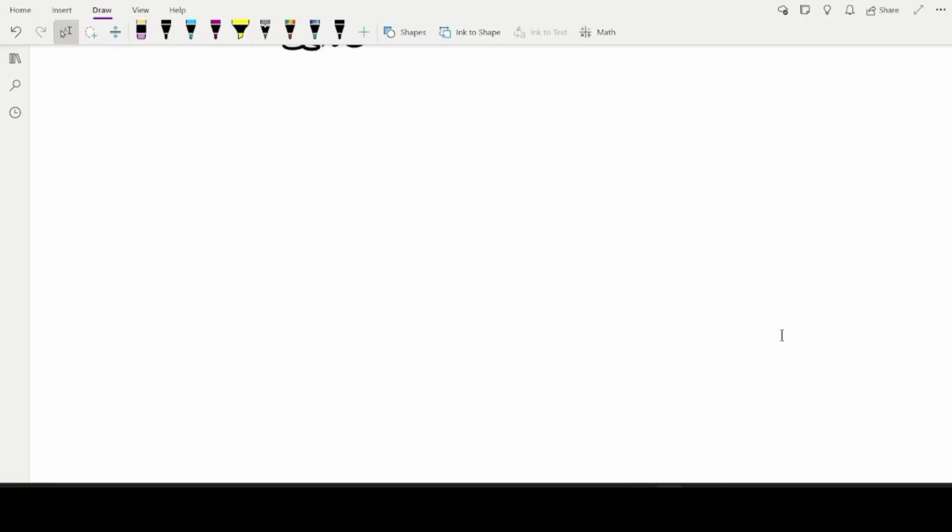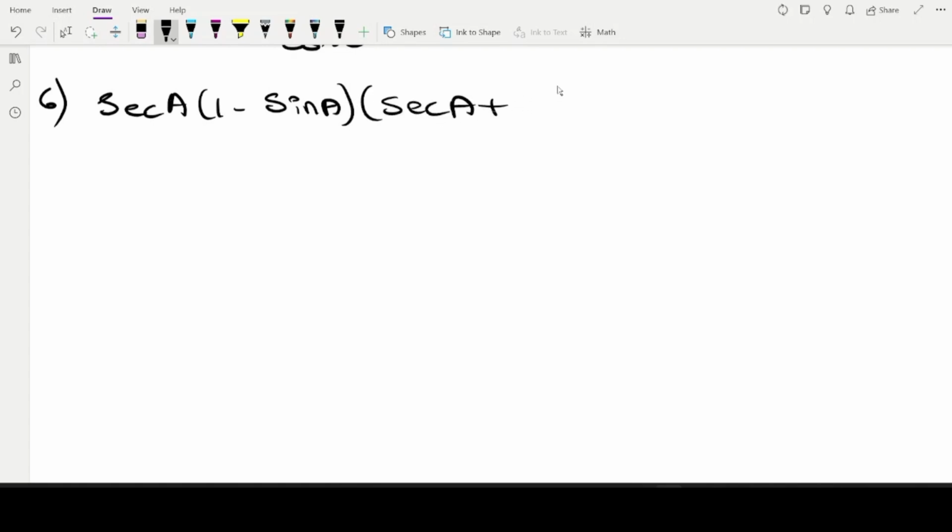Now let us start the next five problems of the final exercise 11.4. Here is the sixth question, which states: simplify secant a into 1 minus sine a into secant a plus tan a. So it's asking us to simplify this. Now let us multiply the secant a into 1 minus sine a.